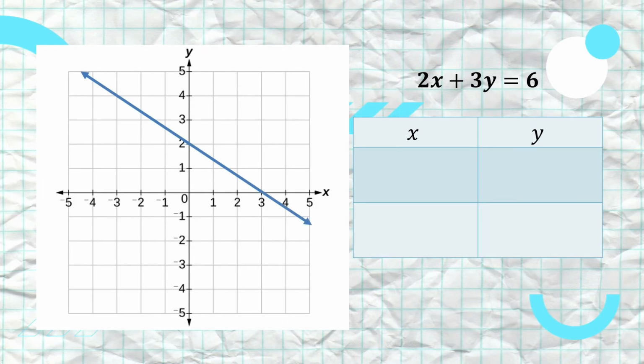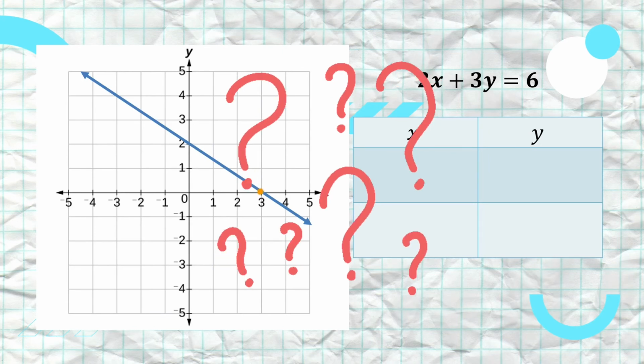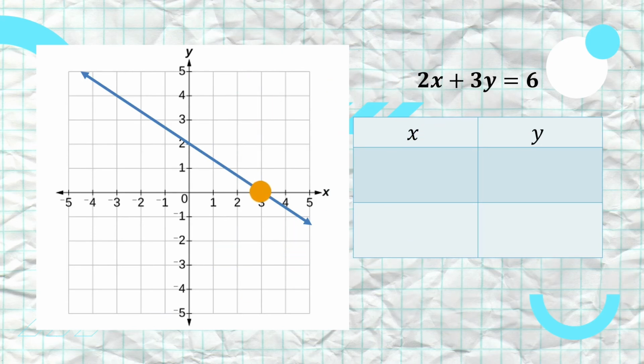Let's observe. Here we have the graph of the equation 2x plus 3y equals 6. Notice where the graph intersected the x and the y-axis. Lines intersect at points, and the point that is on the x-axis is the x-intercept. This point right here that is on the y-axis is the y-intercept. What are the coordinates of the x-intercept? It's 3, 0.